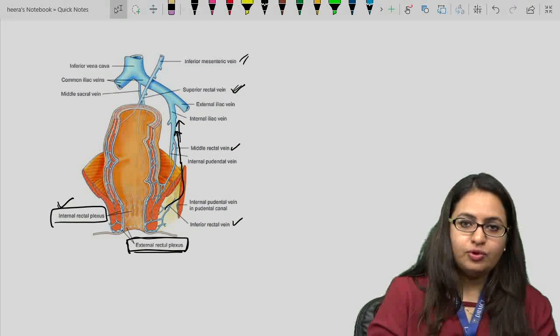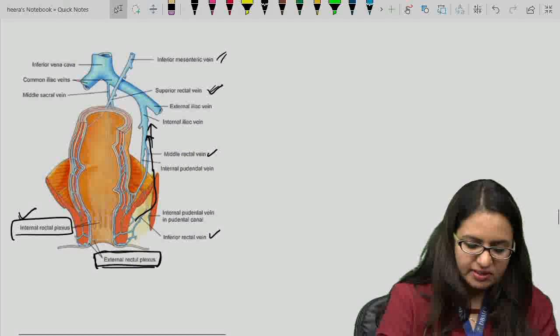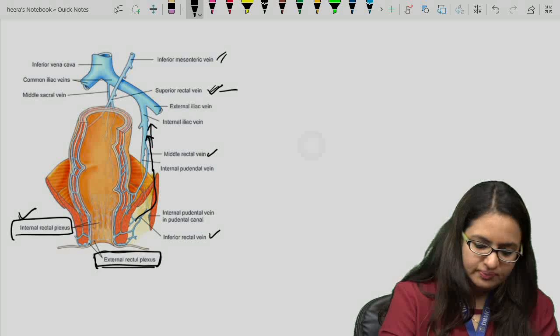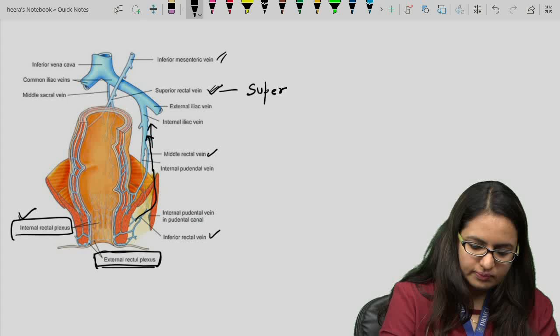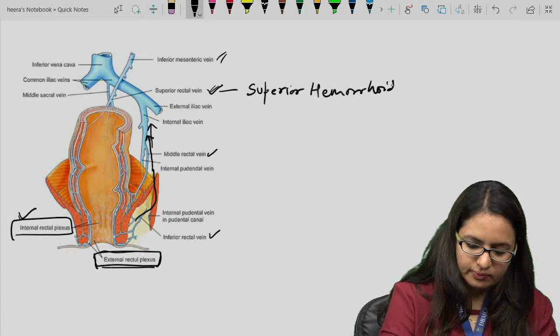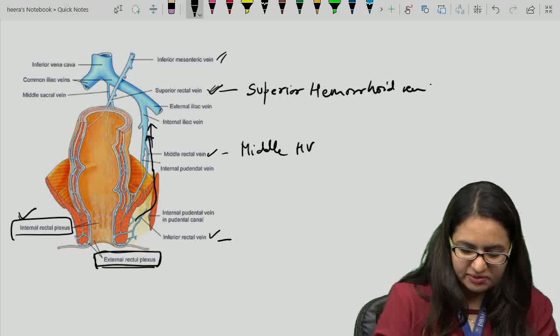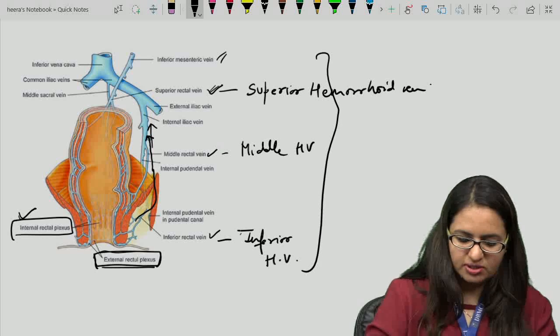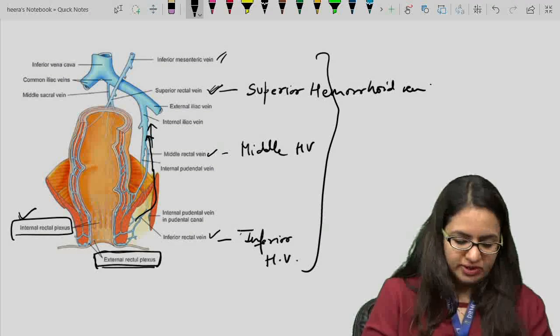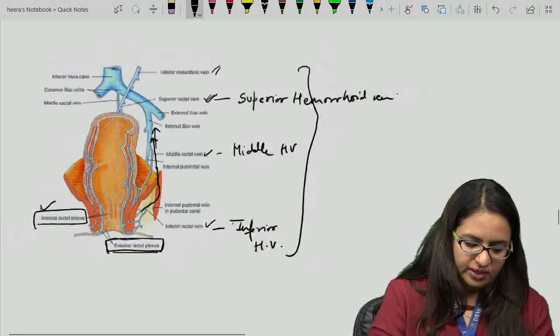These are the various hemorrhoidal veins. The superior rectal vein is termed the superior hemorrhoidal vein, the middle rectal vein is termed the middle hemorrhoidal vein, and the inferior rectal vein is termed the inferior hemorrhoidal vein. So, these are the various hemorrhoidal veins present in the rectum and the anal canal and its venous drainage.